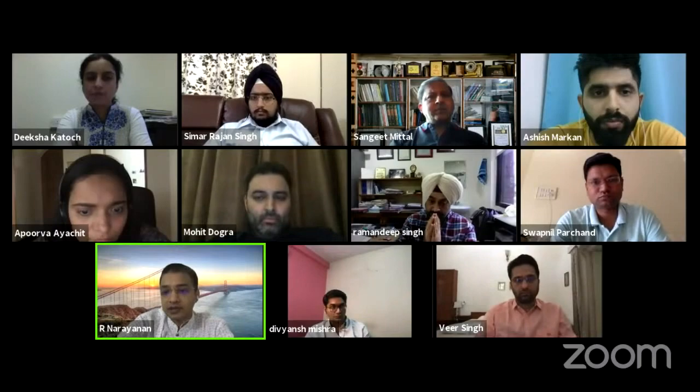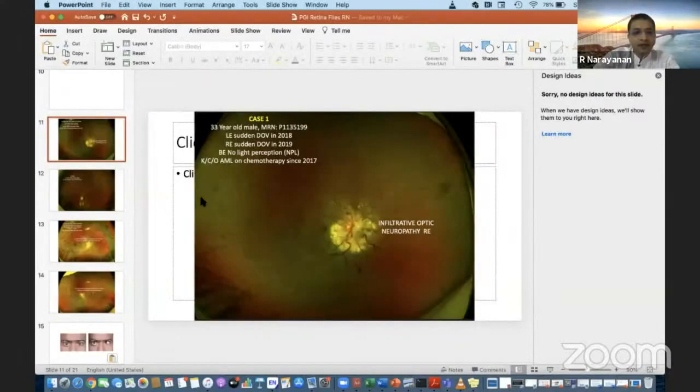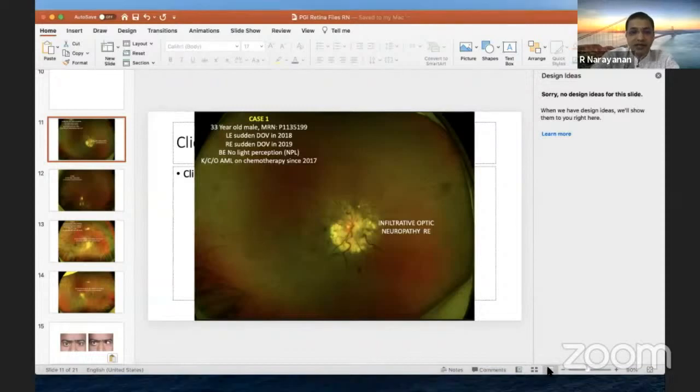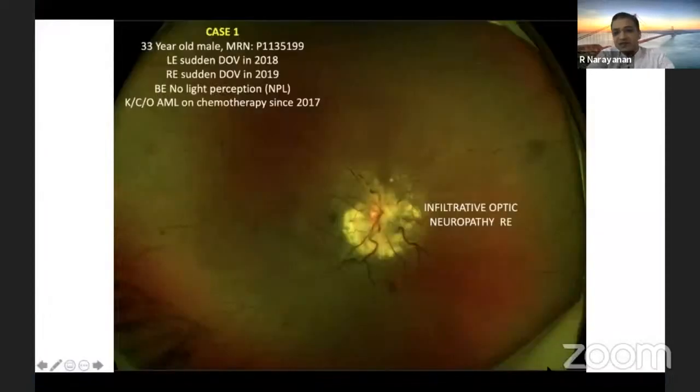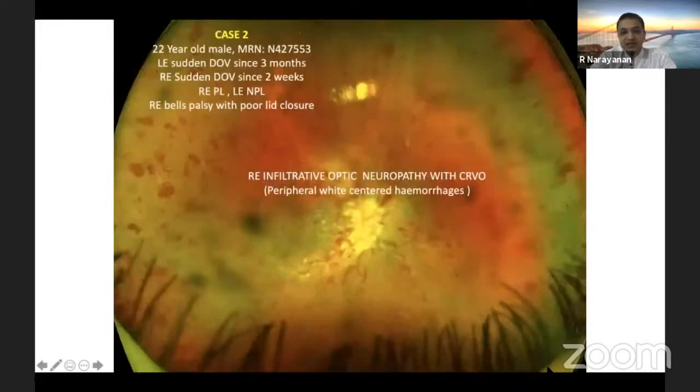If I can share my screen at this point of time, I would like to show some images of mine. I hope you can see my slides. These are some different varieties of cases. This is not exactly the way your patient has presented, but sometimes you can have infiltrative optic neuropathy. This is a patient with AML, and both eyes have no light perception. So this is one variety. Then the other variety is lots of hemorrhages, again with optic nerve infiltration, but with hemorrhage.